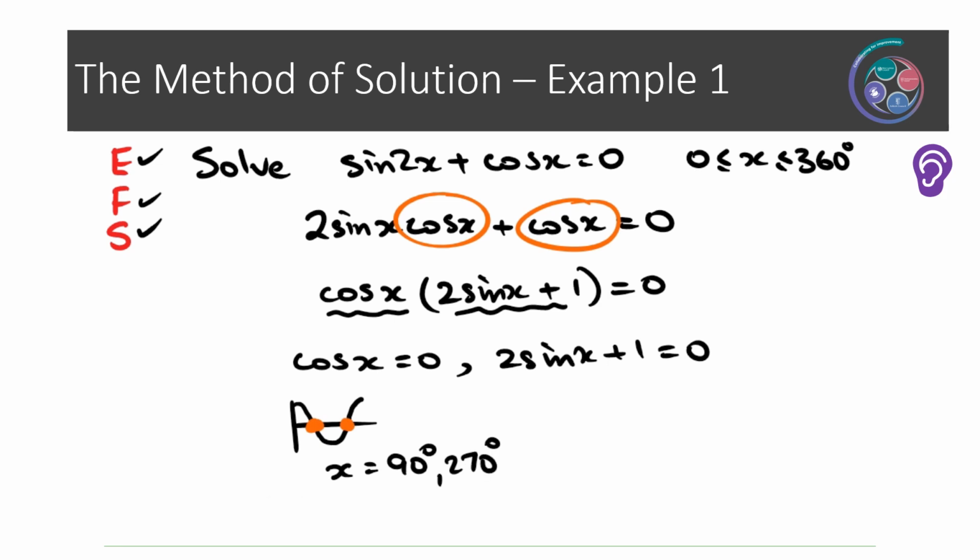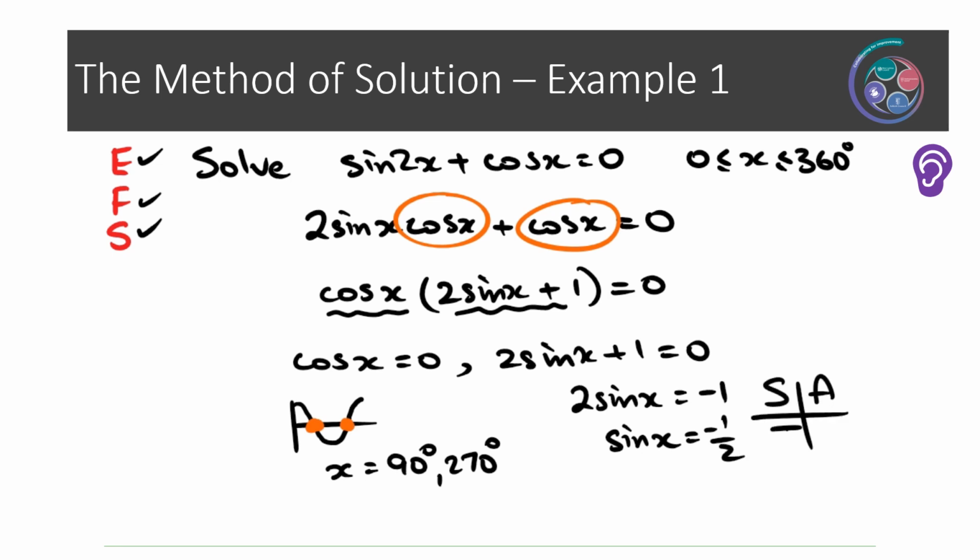For the second factor, I'm going to rewrite it slightly as 2 sine x equals negative 1, taking the plus 1 over, dividing by the 2 gives me sine x equals negative a half. Going to my CAST diagram, what am I looking for? I'm looking for a sine value which is negative. So I'm going to tick the T and the C boxes. That's where my answer is going to lie.